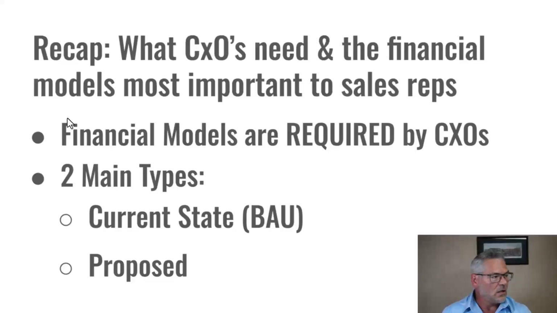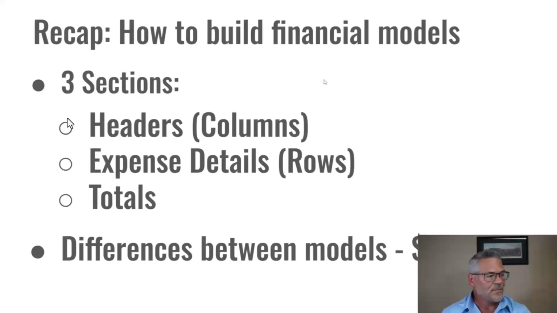There are 3 key sections to a financial model. You've got your headers, which are your columns. You've got your expense details, the rows, and you've got totals. And then the other key thing is showing the difference in dollars and percentages between two financial models. Most commonly, it'll be current state versus proposed. But the other thing is comparing proposed against proposed, right? You might have option 1, option 2. How do those compare? There's an infinite number of things you can do once you have these things built.